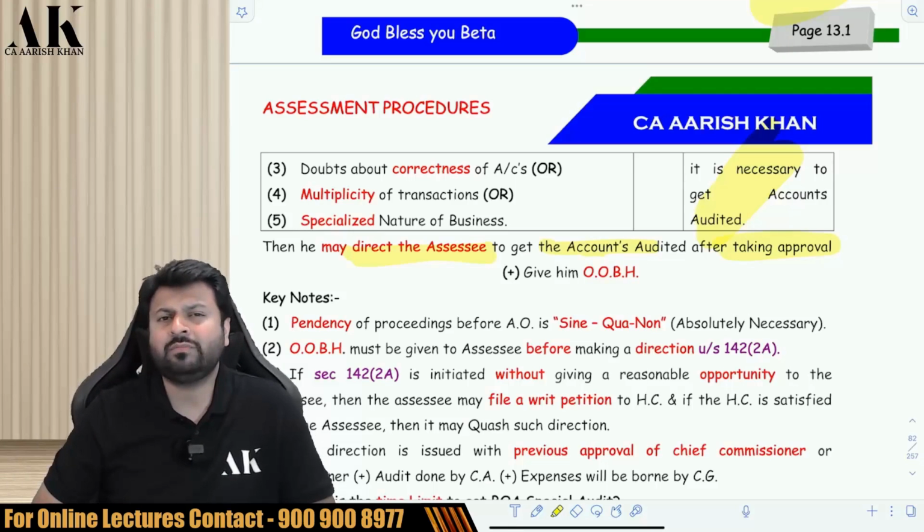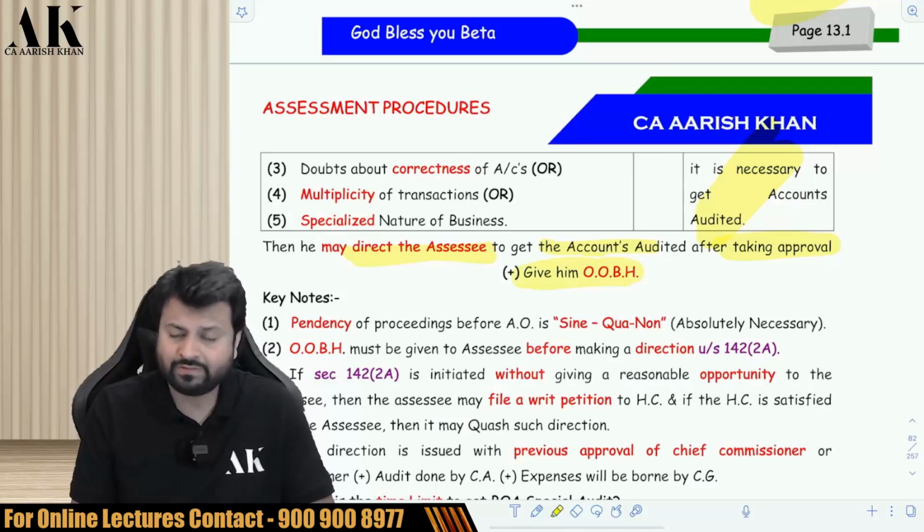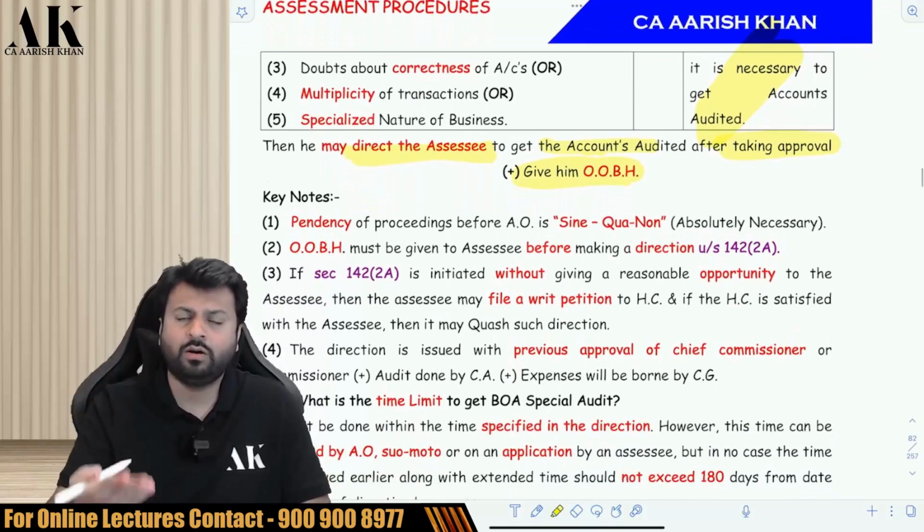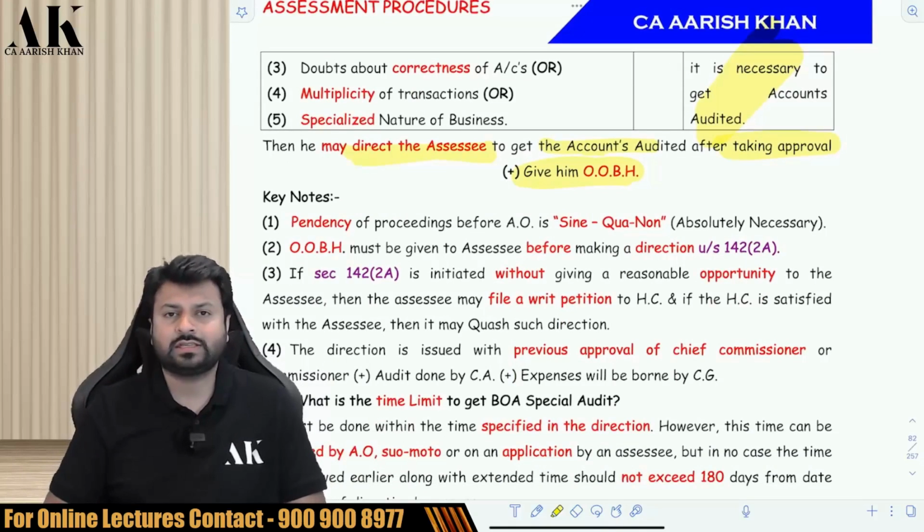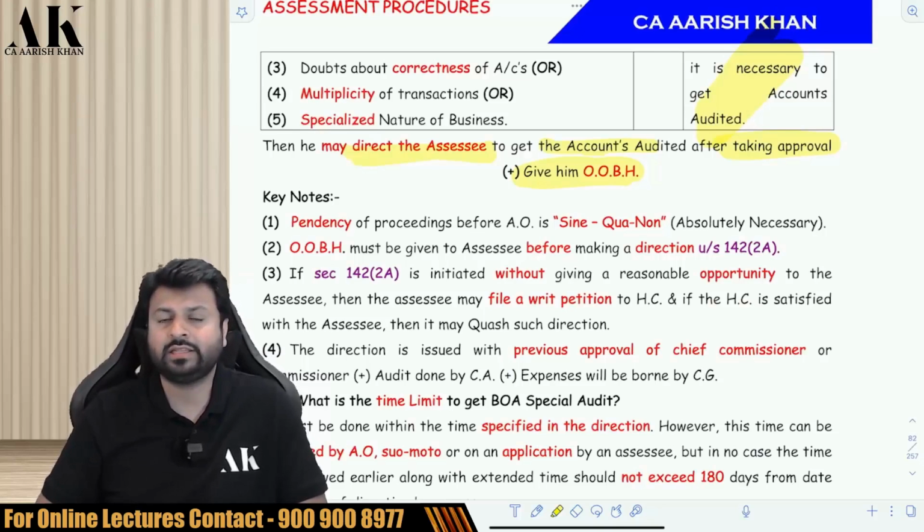Will he give an opportunity of being heard to the assessee before getting the books of accounts audited? Yes, he will give an opportunity of being heard to the assessee. Obviously, he will give an opportunity of being heard, and only then will he direct the assessee to get the books of accounts audited.